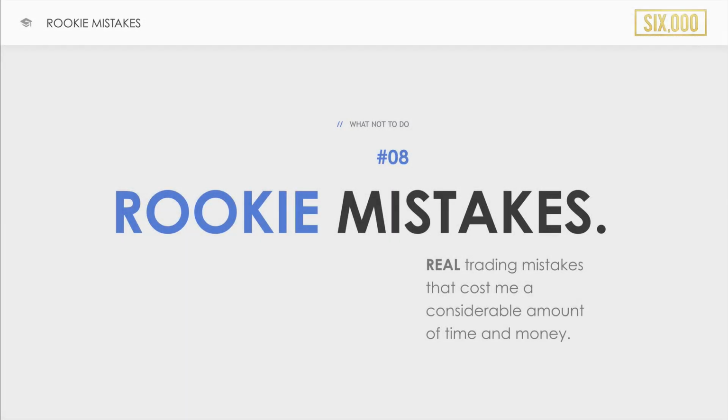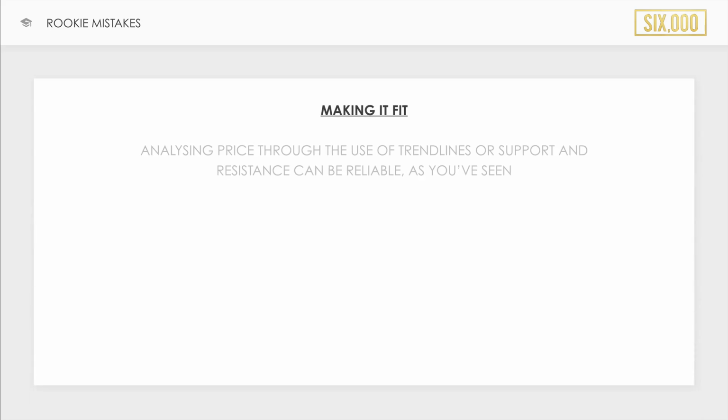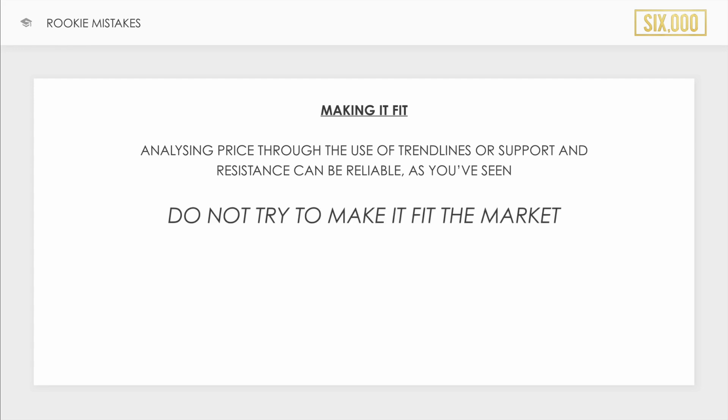Alright, now moving on to our rookie mistake for today, which is rookie mistake number 8. And this is making it fit. So analysing price through the use of trend lines or support and resistance, or even price channels, can be reliable, as you've seen. It can provide us key points in the market to focus on. But do not try to make it fit the market.